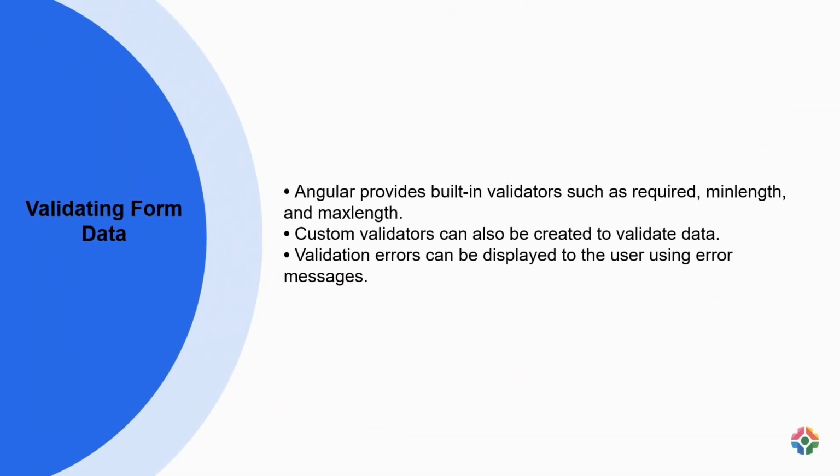Angular offers predefined validators like required, minlength, and maxlength for form validation. Additionally, developers can craft custom validators tailored to specific validation logic requirements. Validation feedback in the form of error messages can be presented to users to communicate any invalid input. For instance, a registration form might use the required validator for fields like email and password to ensure users provide necessary information before submission. If a user fails to meet the validation criteria, an error message could indicate the missing data or incorrect input for corrective action.